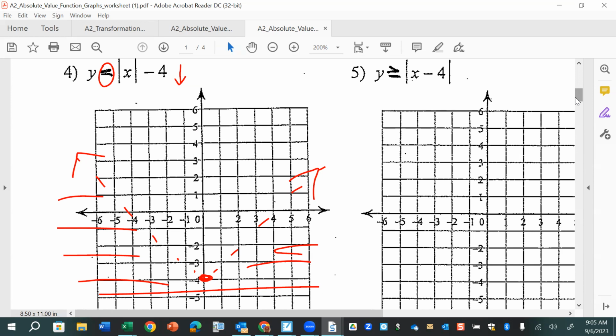Good question. But we could do a test point. If I put the negative four back in here, absolute value's regular four, four minus four is zero. Let me do a better job of explaining this. Name that dot. Zero, negative four, right? You have the power to do this. Put the zero in for x, put the negative four here. What do you get? Is negative four less than negative four? No. So technically it's okay. And I think that's true every time if there's no equals.